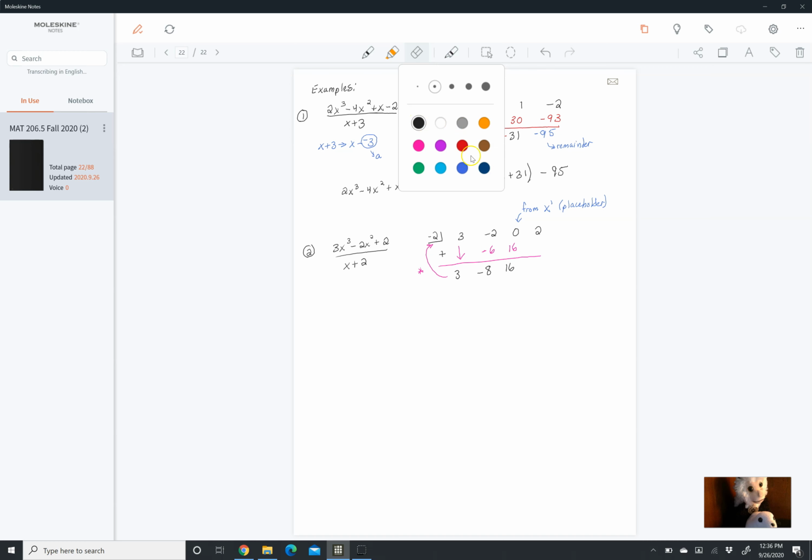And then we have 16 times -2. Here's our 16. We multiply it by the -2. We get -32. So notice our work goes into that second row. And once again, the negative didn't come out. Okay, so now what? Now we're at our last number. So that's our remainder, that last number. So 2 and -32 gives us -30. This is our remainder.